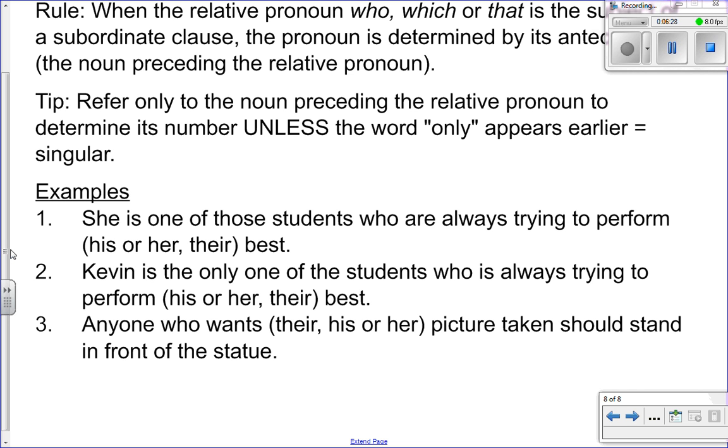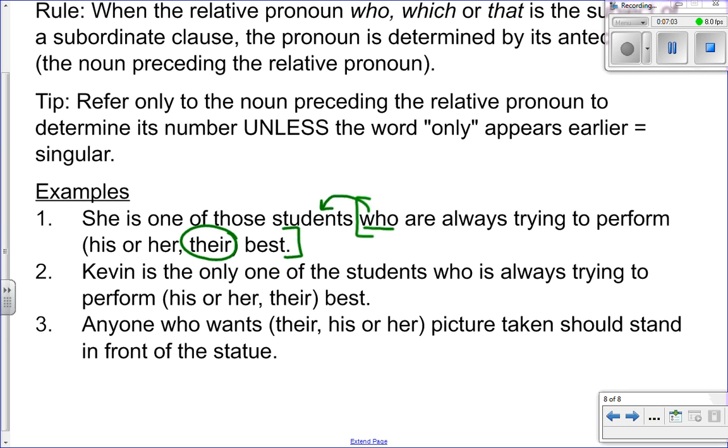So let's take a look at this. First of all, let's find the subordinate clause. Our subordinate clause begins with who are always trying to perform his or her their best. So that entire chunk is my subordinate clause. So when I see the pronoun who, this is the antecedent for the pronoun choice his or her there, but I don't know if who is singular or plural, so I have to say what is it referring to. So I'm going to look at the noun that precedes the relative pronoun in the subordinate clause, students. Because students is plural, I'm going to choose there.